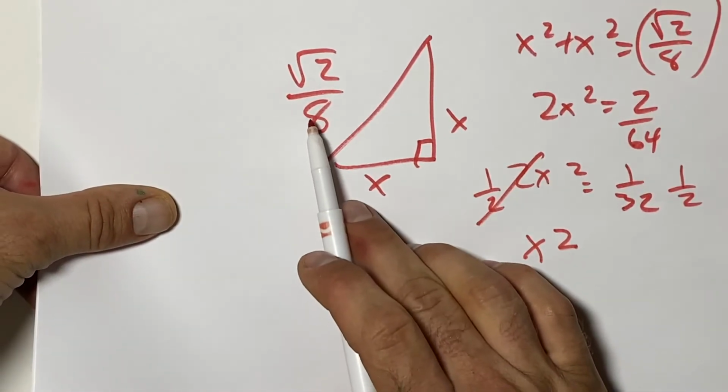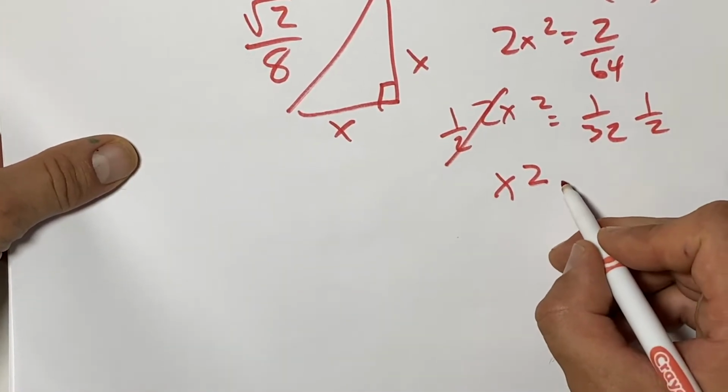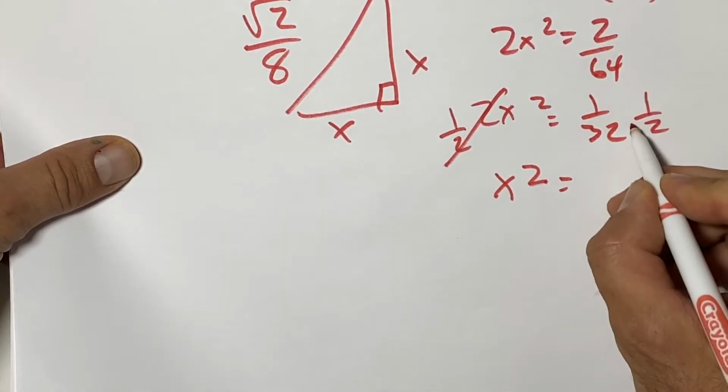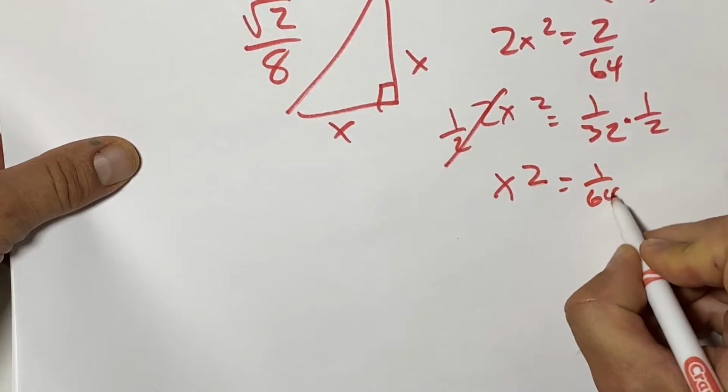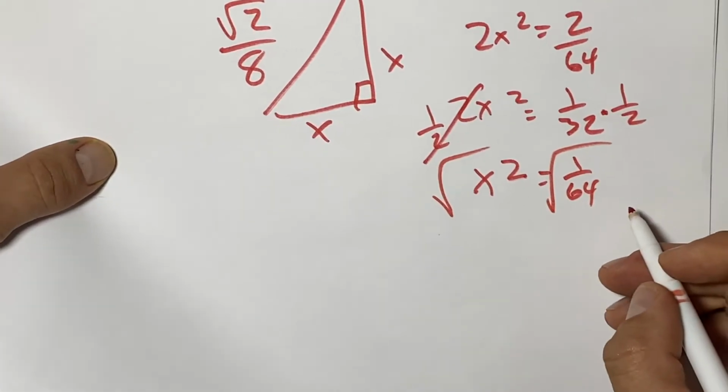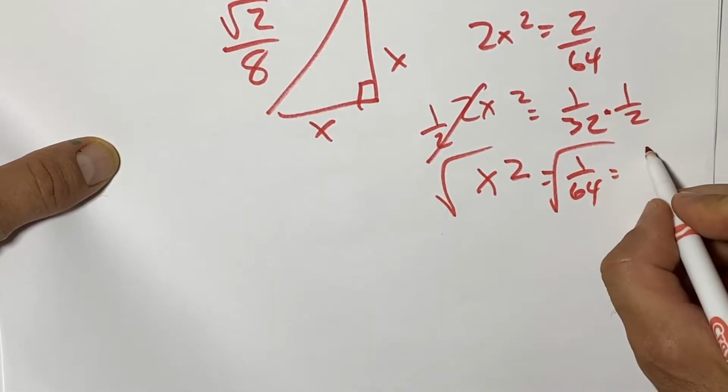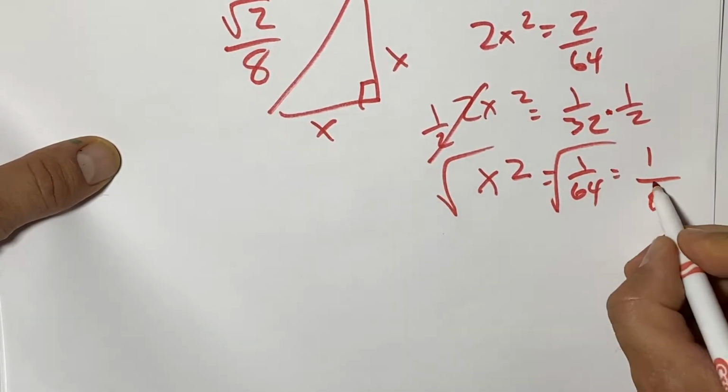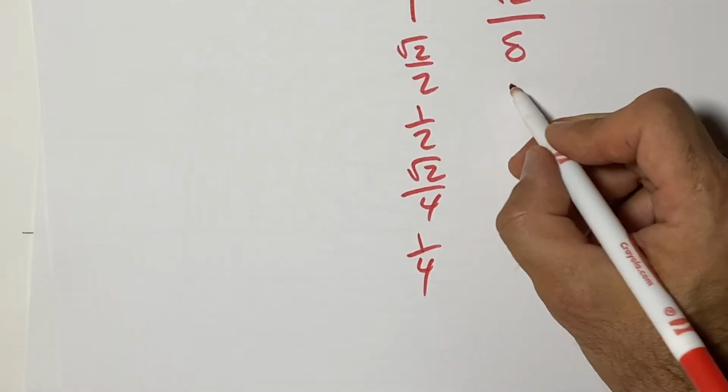Remember what's supposed to be next? 1 over 16. So let's see. 32 times 2 is 64. We square root both sides. And the square root of 1 is 1. The square root of 64 is 8. And sure enough, it continues that pattern.